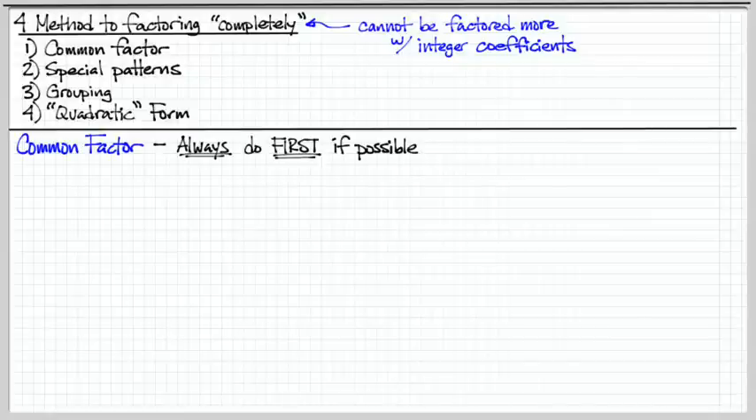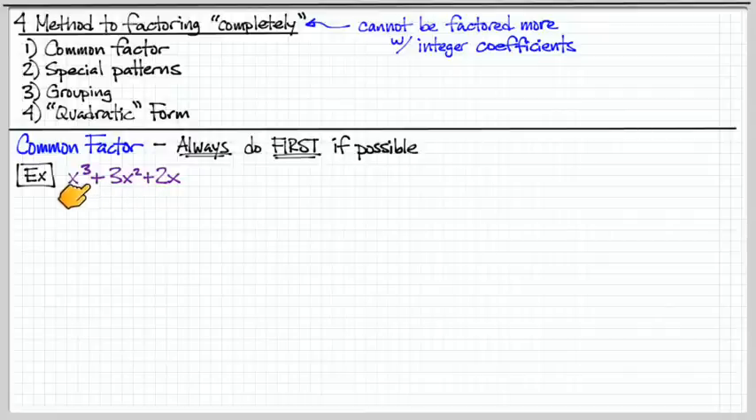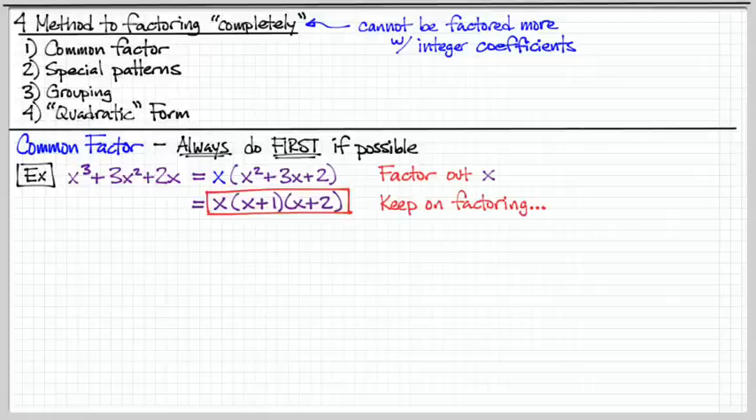Common factors. We always do this first if possible. This is something we do for all the cases, no matter what. It simplifies our numbers. It makes things easier to deal with if we can factor out some terms. So look at this one right here. We have a common x term in every single one of these additive terms, so we're going to factor that out, and then we can continue factoring. We notice that this polynomial here, after we've factored out the x, is something that we can still factor. So we continue forward with just the methods we learned in the past.